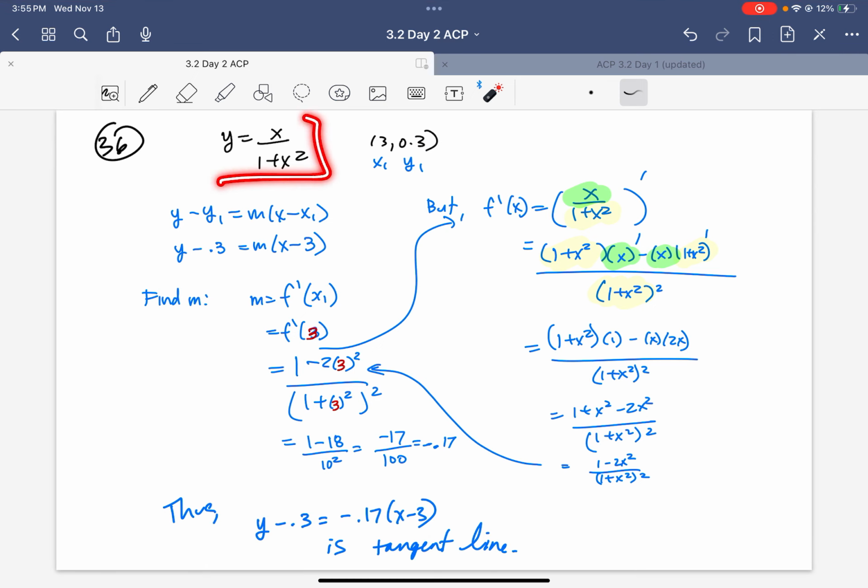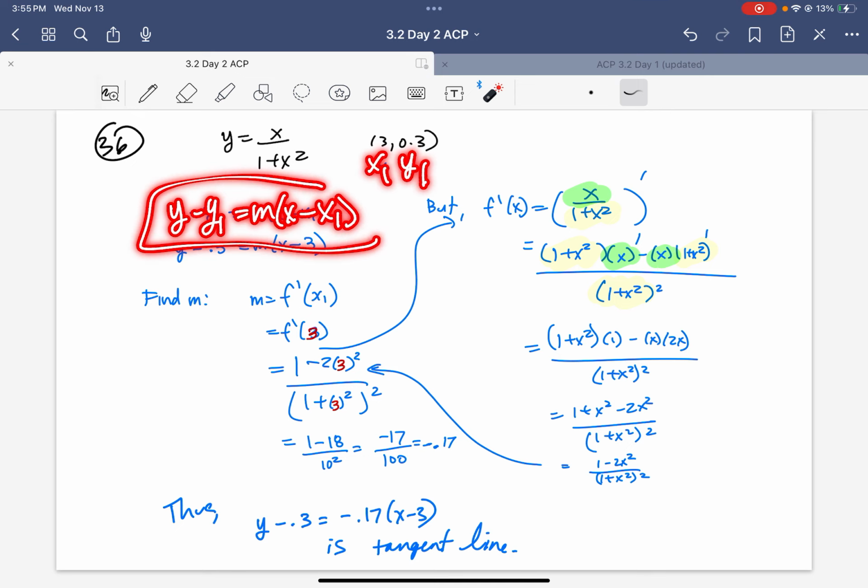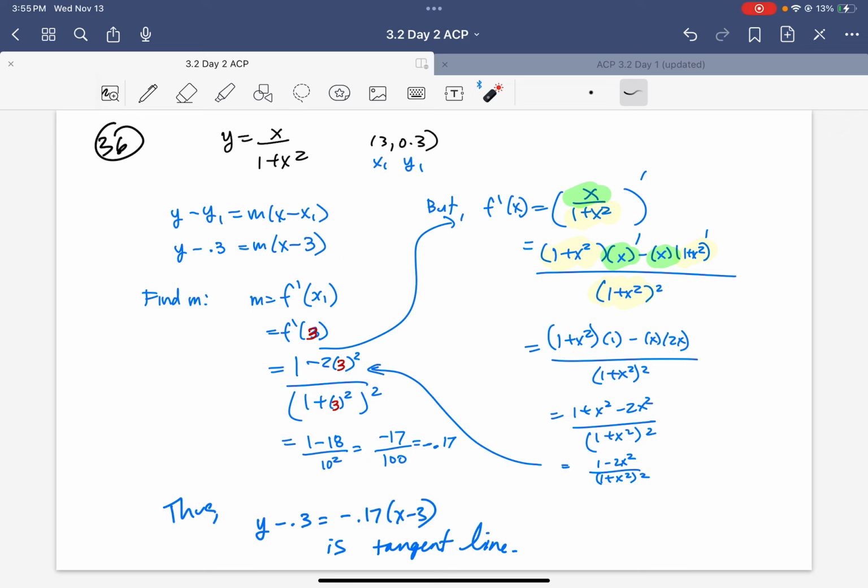36, it says find the derivative of this thing at a point. Well, since they want the equation of the tangent line at a point, then this is my point, and this is the equation of a tangent line. So I know I can put in my x1 and my y1, and then all I have to do is find m. But m is just the derivative, plug in x1. So if I plug in 3, I need to take the derivative and then plug in 3. So I come over here.